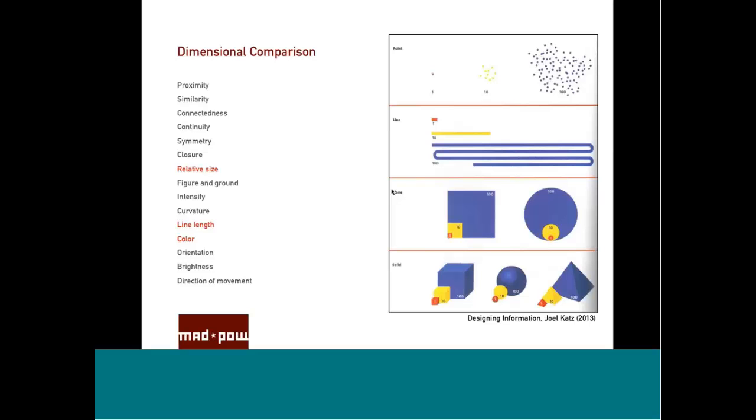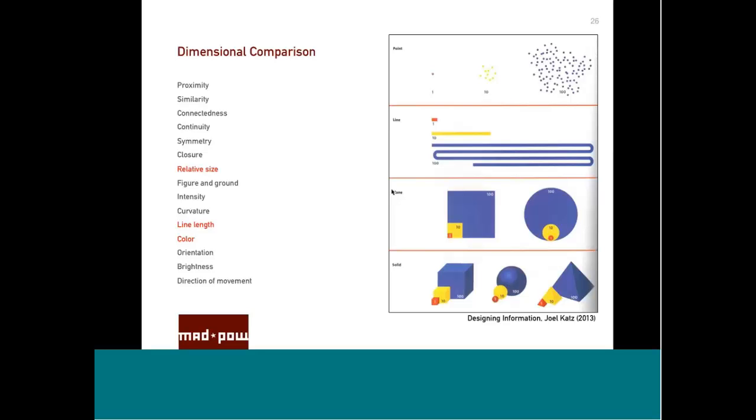I also wanted to pull this example from Joel Katz's very interesting Designing Information book to bring this back to the preattentive variables that Dan had mentioned before. So this list on the left, these are the preattentive variables, the things that you perceive without thinking. And the three that we've highlighted in red here are the ones that allow you to make the distinction we have on the diagram on the right.